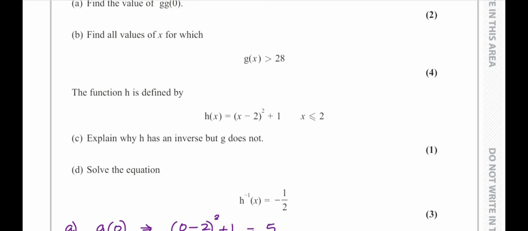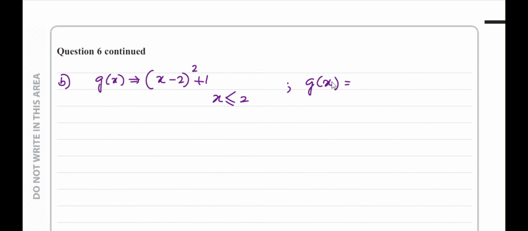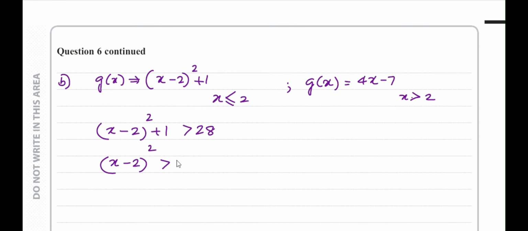Part B. Find all the values of x for which g of x is greater than 28. Let us first write both the functions of g of x. g of x is (x minus 2) squared plus 1 when x is less than or equal to 2, and g of x is also equal to 4x minus 7 when x is greater than 2. So taking the first function, (x minus 2) squared plus 1 is greater than 28. That means (x minus 2) squared is greater than 27.